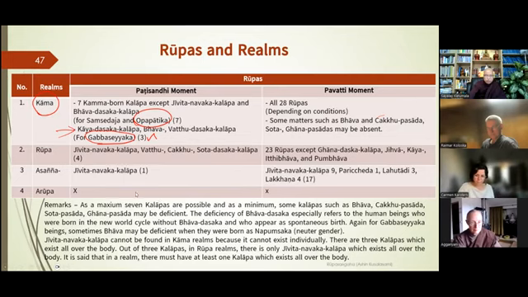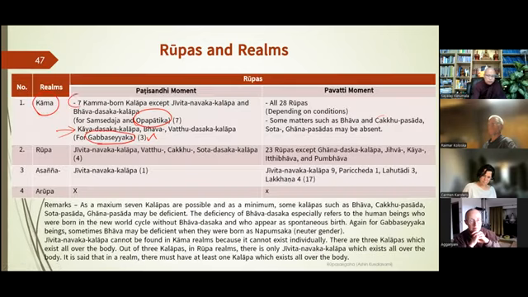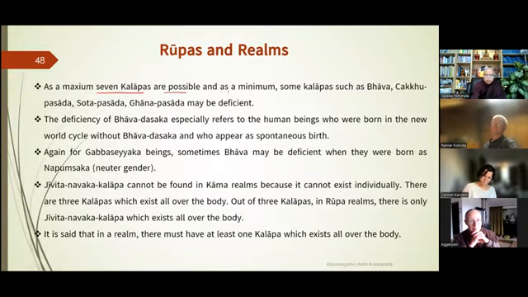I made a new page to be able to read clearly. So Rupa realms remarks: as a maximum, 7 klabas are possible. And as a minimum, some klabas such as Bhava Dasaka, Chaku Dasaka, Sota Dasaka, Ghana Dasaka may be deficient or absent. And the deficiency of Bhava Dasaka refers to this one.